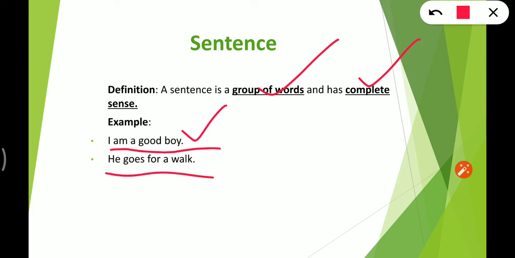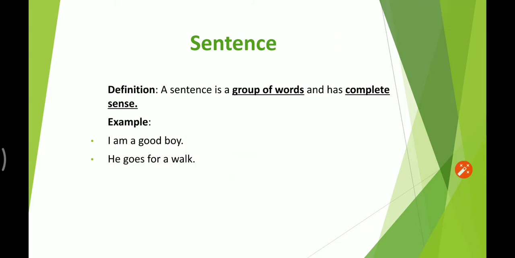Now one more. He goes for a walk. Is it a sentence? Yes, it is too. Because it's a group of words and making complete sense, right? I hope it is clear to you. Let's move to the next slide.